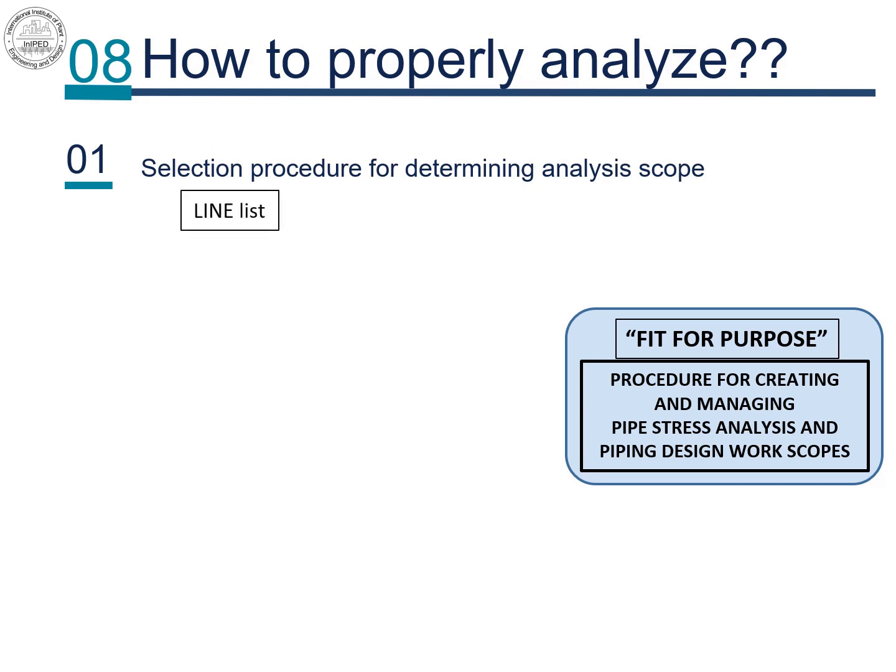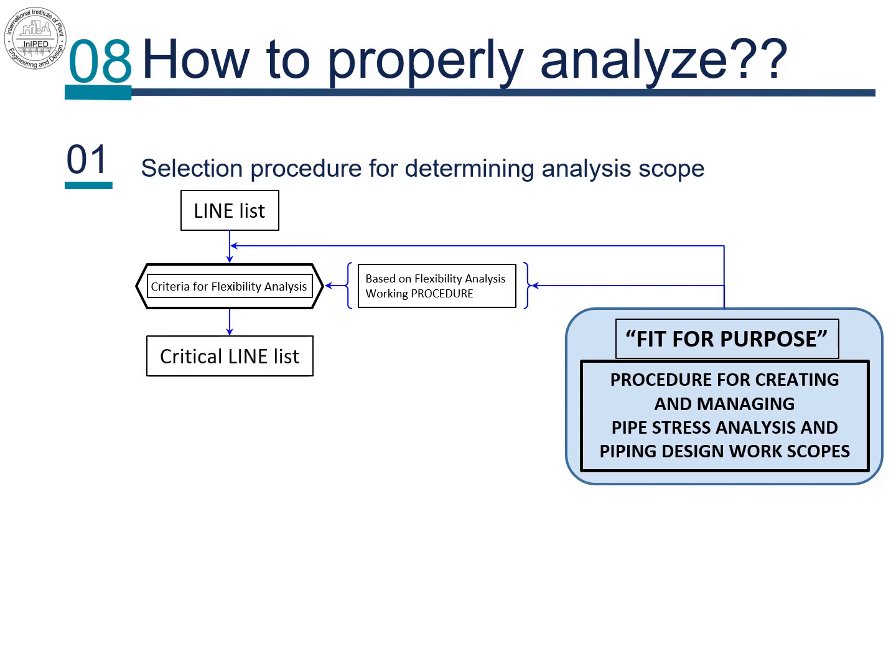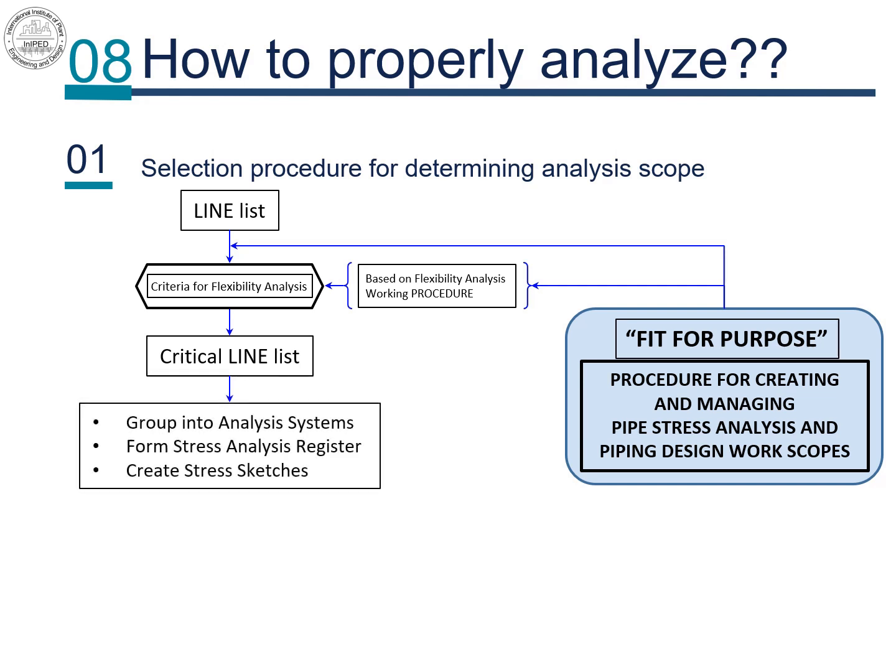From the line list and the criteria for flexibility analysis, based on the flexibility analysis working procedure, we go into creating a critical line list. From there, we have the basis for grouping the lines into coherent systems suitable for analysis, forming a stress analysis register, producing a particular stress analysis deliverable list, and creating stress sketches.